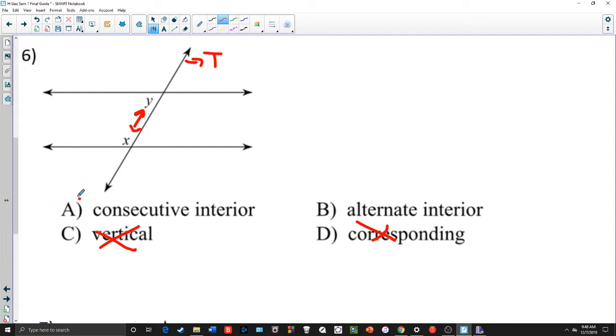So that means they have to be consecutive interior, also known as same side interior is another word for it. So again, consecutive means one after another. So if you're looking at this picture here, you have Y and then X, one after another. They're not switched across each side, they're just right in a row. So think if your variables are in a row, it's probably consecutive interior or exterior. Okay. So again, alternate means they have to be on different sides.